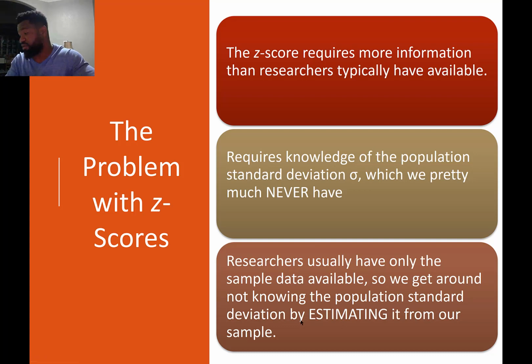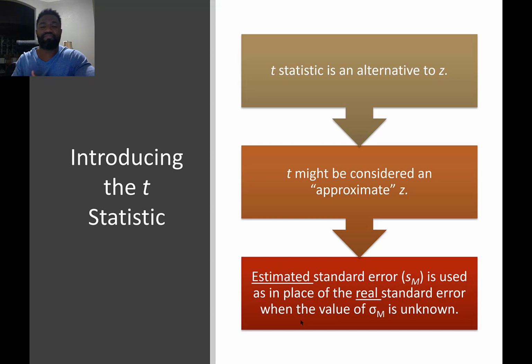So again, with all of these t-tests, you sometimes have the population mean and sometimes you don't, but you never have the population standard deviation. And the way we deal with that is we just estimate it using our sample. So the t-statistic is an alternative to z, and you can basically call it an approximate z.